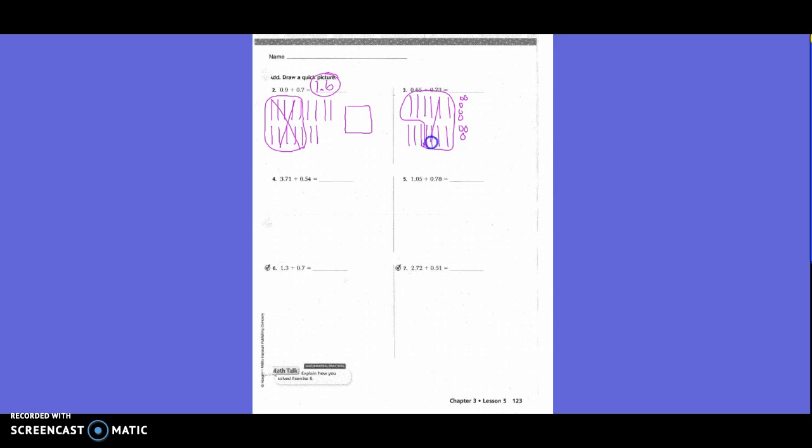And then I put an X on those, right, and draw a flat. So now how many flats do I have? 1 decimal. How many longs do I have? 3. And then how many small cubes? 8. So 1 and 38/100.